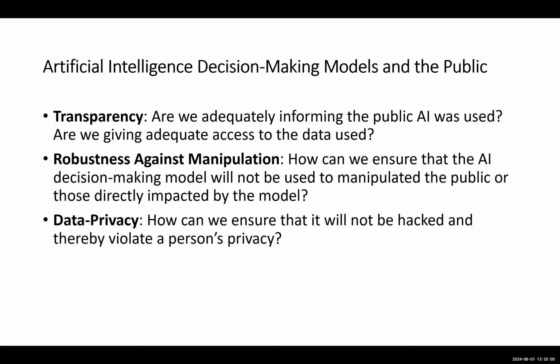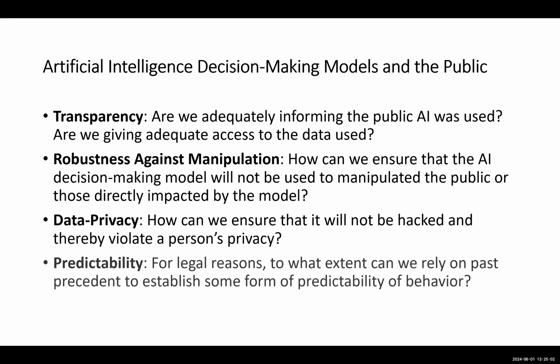And the next issue is really a kind of legal issue. It's this notion of predictability. Legally speaking, we need to be able to rely on past precedents in order to establish some kind of predictability with regard to the behavior of different businesses or any other entity that would be using AI decision making models.